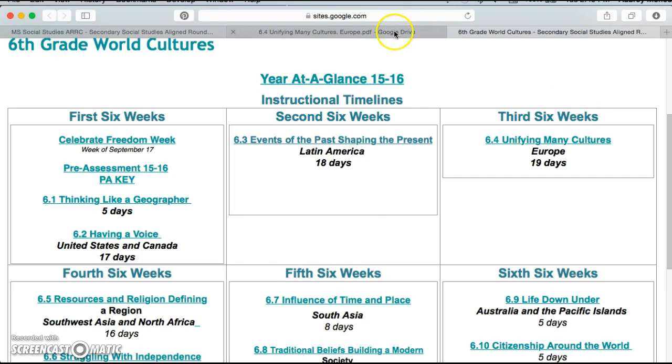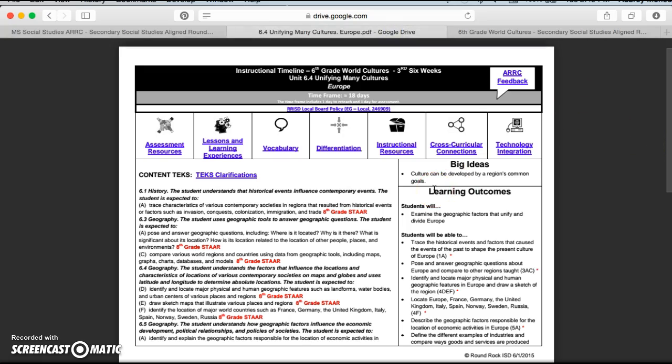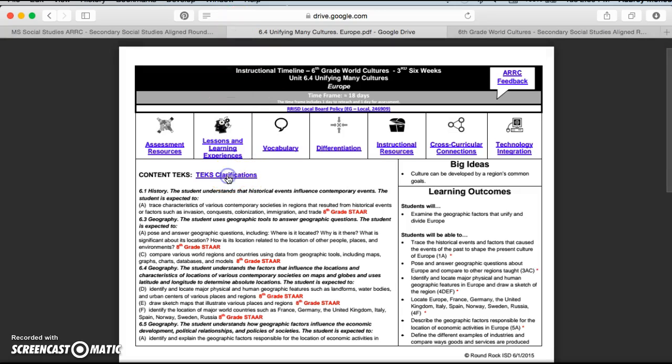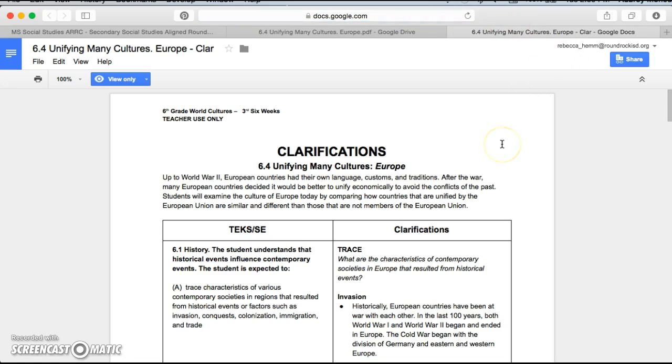And so when you click on it, you're brought here. This shows you a very detailed summary of the TEKS covered in this unit, but the ARC takes it a step further. You can actually come over here and click on TEKS clarification. And when you do, you're brought here.